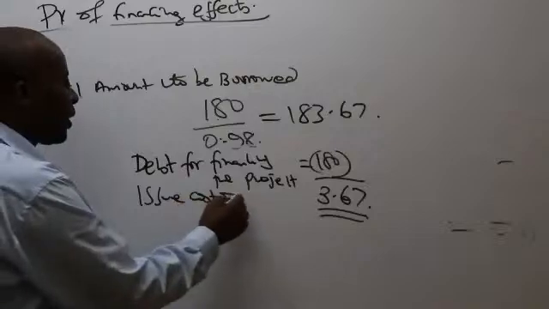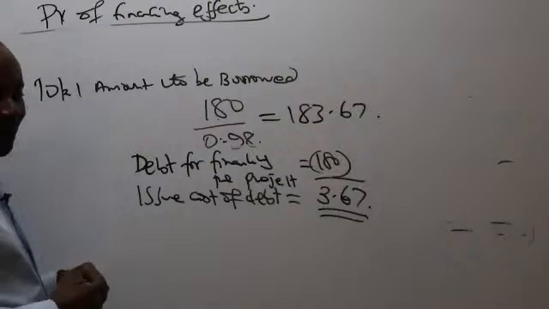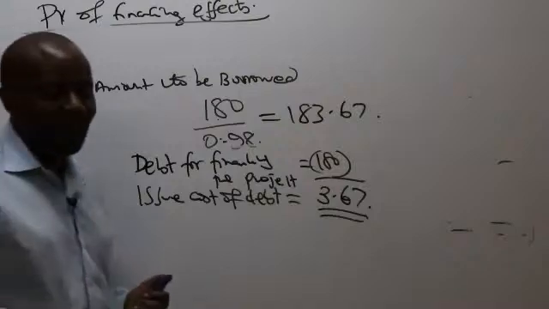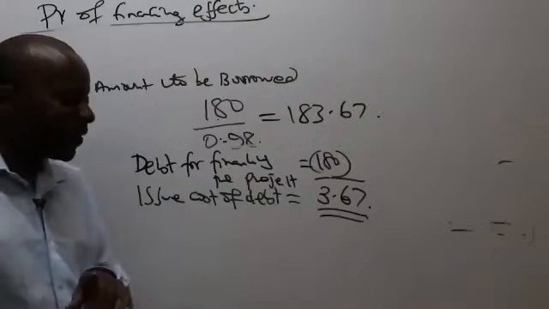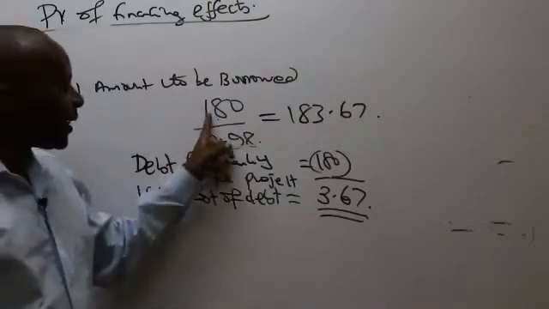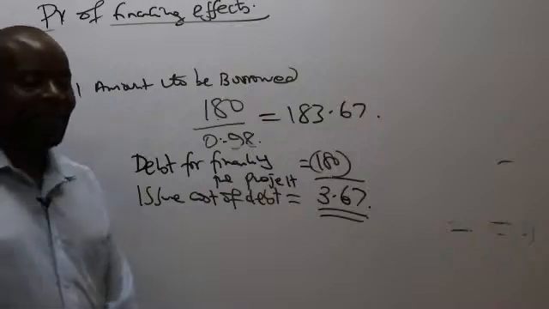The issue cost of debt is 3.67. Please do me a favor. Could you kindly give me 2% of 180? What is 2% of 180?